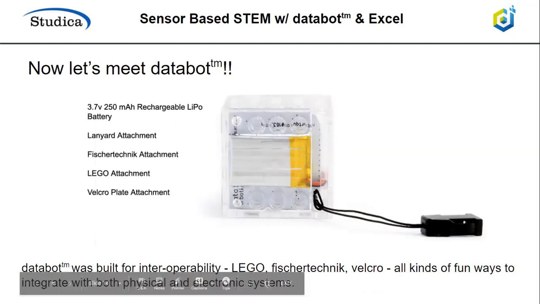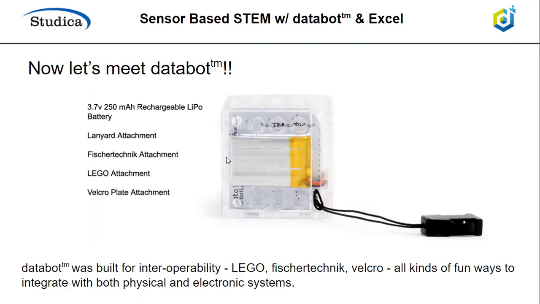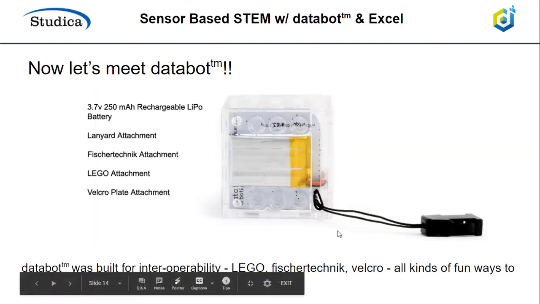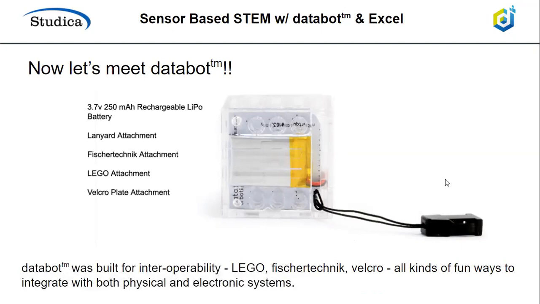There's a lanyard attachment also, so you can hang it around your neck and go for a run. You can do all kinds of things with it, use it as a pendulum. It has physical hooks for connecting to Lego. That's what these little holes are. Also, there's some slides and grooves that allow it to work with Fischertechnik. It includes a Velcro plate attachment that allows you to Velcro it to a drone, all kinds of things. So again, designed to be integrated with all kinds of crazy things.